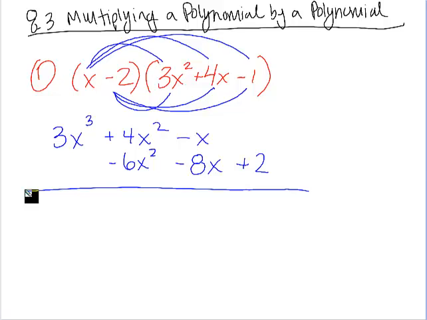So what do we have when we combine it together? 3x cubed. What would be 4x squared minus 6x squared? Yeah? What would our next one be? Minus x minus 8x. Not 7. Minus 9x. And then plus 2.